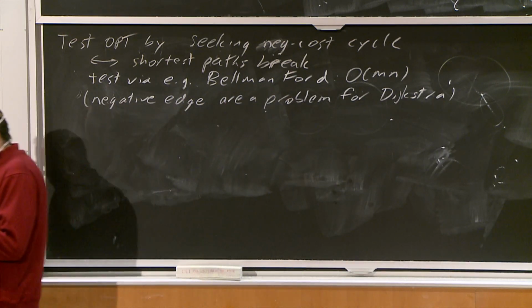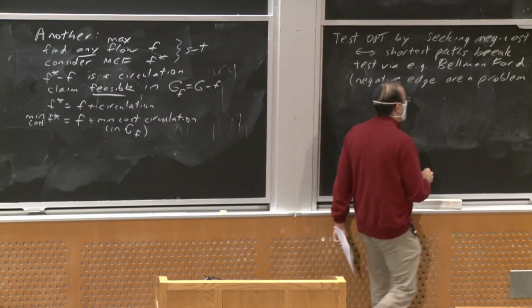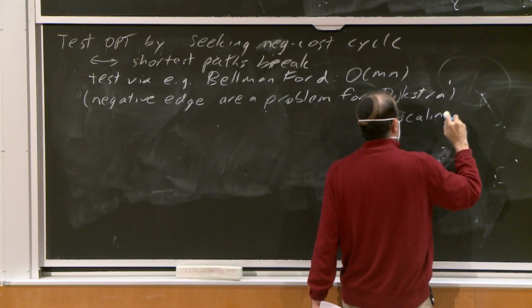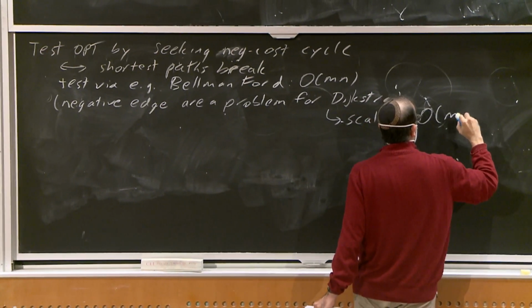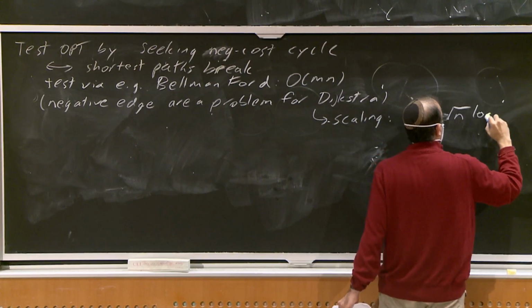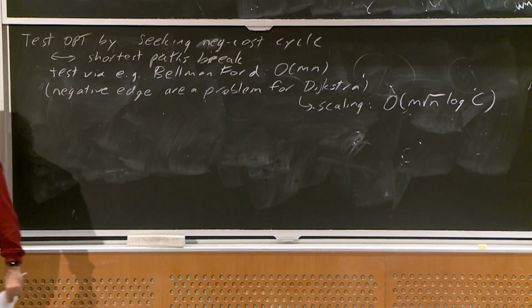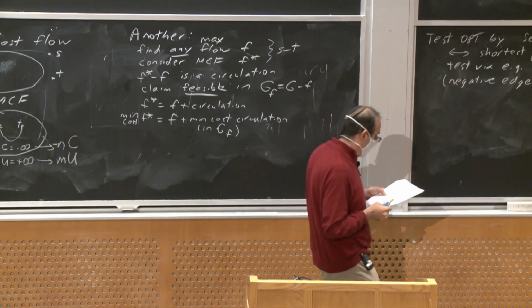Okay. Now, they're not an insurmountable problem for Dijkstra, actually. There is a scaling algorithm that generalizes Dijkstra's algorithm. And you can use that to verify a min-cost flow in m root n log c time. So not as good as Dijkstra, but definitely better than Bellman-Ford.